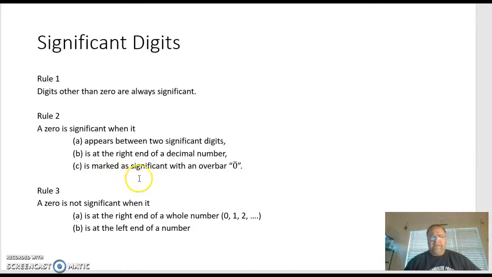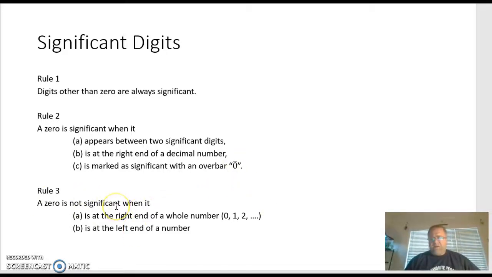And the last time zeros are significant is when there's an overbar over them. That's usually done with whole numbers, where they measure out a little bit farther than those non-zero numbers that you see. So if you see an overbar, it's going to be significant. And if there are any zeros between those significant digits, they're also going to be significant.